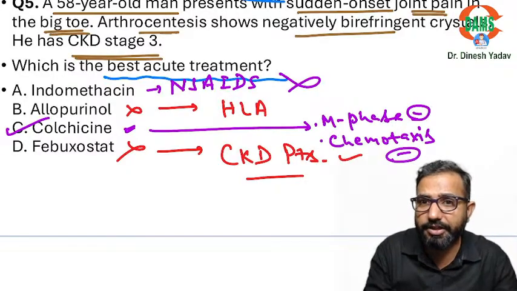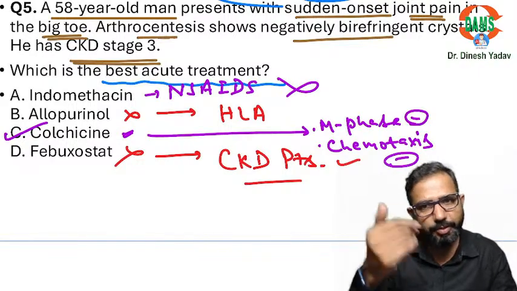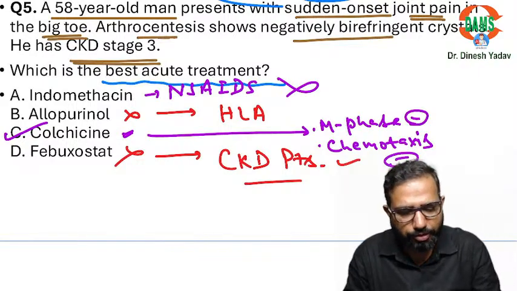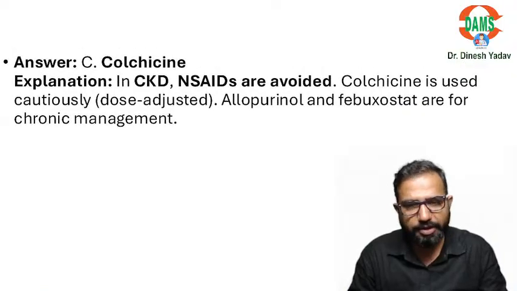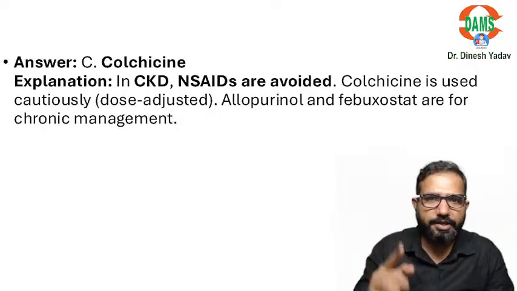The risky side effects are bone marrow suppression and secondary infection. But out of these, in a CKD patient, you can use colchicine. So the correct answer will be colchicine. If required, you can adjust the dose, and that is the best drug.